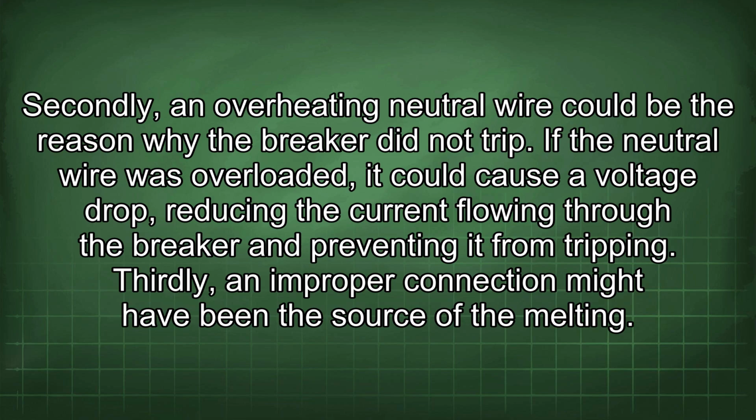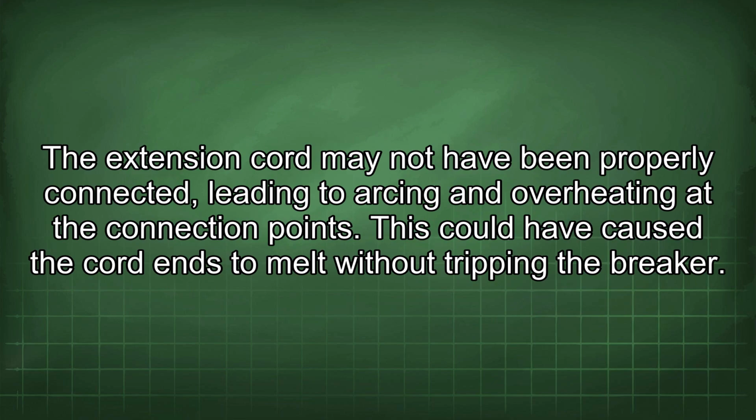If the neutral wire was overloaded, it could cause a voltage drop, reducing the current flowing through the breaker and preventing it from tripping. Thirdly, an improper connection might have been the source of the melting. The extension cord may not have been properly connected, leading to arcing and overheating at the connection points. This could have caused the cord ends to melt without tripping the breaker.